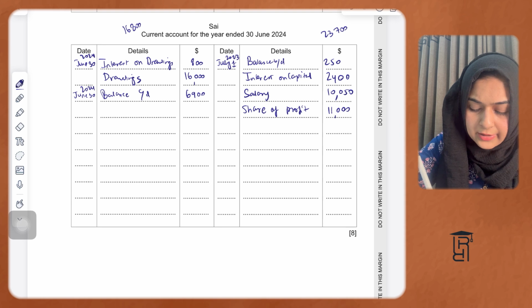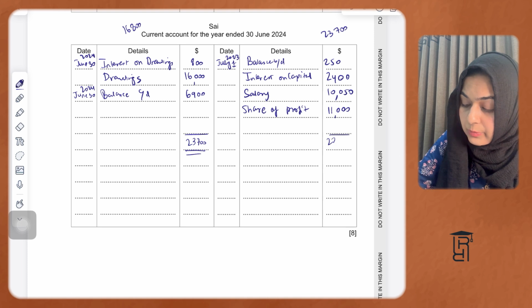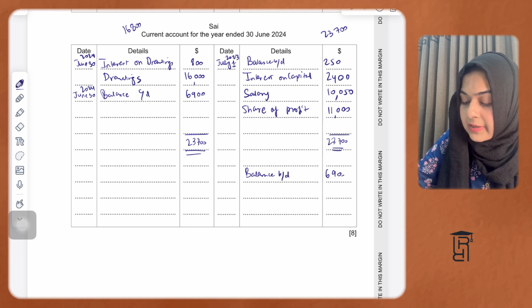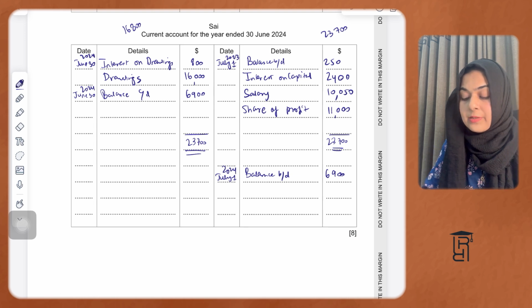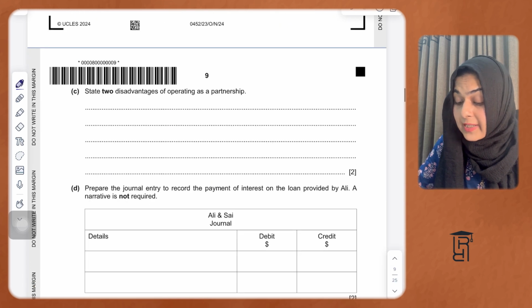I'll write here 2024, and this T account will balance at 23,700 on both sides. Then this balance carried down will become my balance brought down. I'll write here 6,900. I will write here July 1, 2024. This is going to be my balance brought down on July 1, 2024 inside the current account. So that's it for the current account.